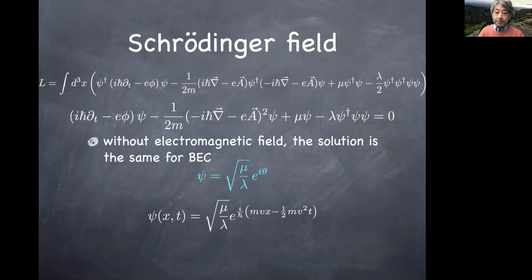And just like in the case of BEC, you can also find a solution where the condensate is moving with a constant speed v. That's another exact solution to this field equation. So these solutions are still there. And now that this field carries an electric charge, this solution with the condensate moving with a constant speed already carries electrical current. This is the electrical current that doesn't have any resistivity, and therefore this is what is called the supercurrent. So that's the superconductivity.